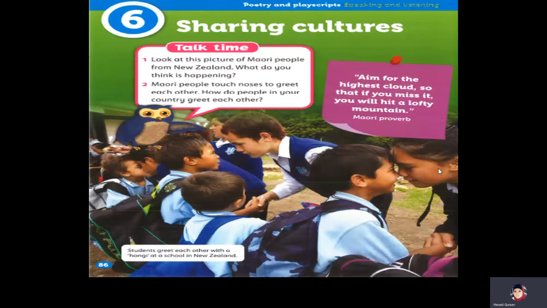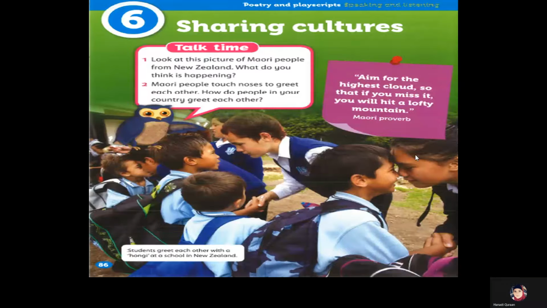Now, for us in Jordan, we usually shake hands, or shake hands with a hug, or shake hands with a kiss on the cheek. People in New Zealand are called Maori people, and they greet each other by touching each other's nose. Now, this is how some people greet other people. They bow, like in Japan and in China, they bow their backs to each other so that they show respect to the other person. So this is the main idea of this picture.